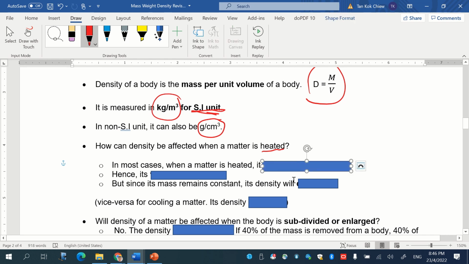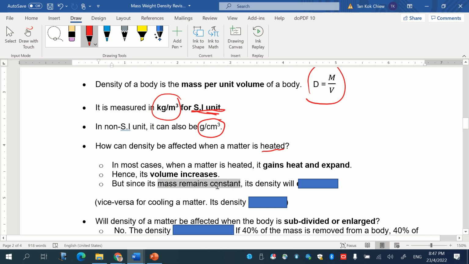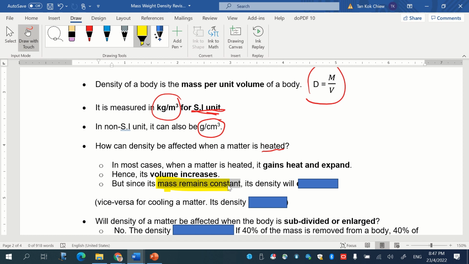First of all, any metal when it is heated will gain heat and expand. Now, what does expansion mean to you? That means in terms of shape, on all sides, it becomes larger, which means the volume, length, breadth and height will also increase. If the volume increases, the mass always remains constant, right?